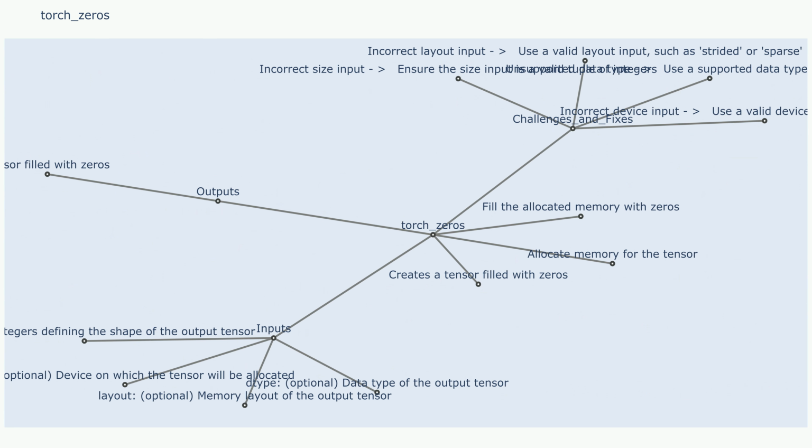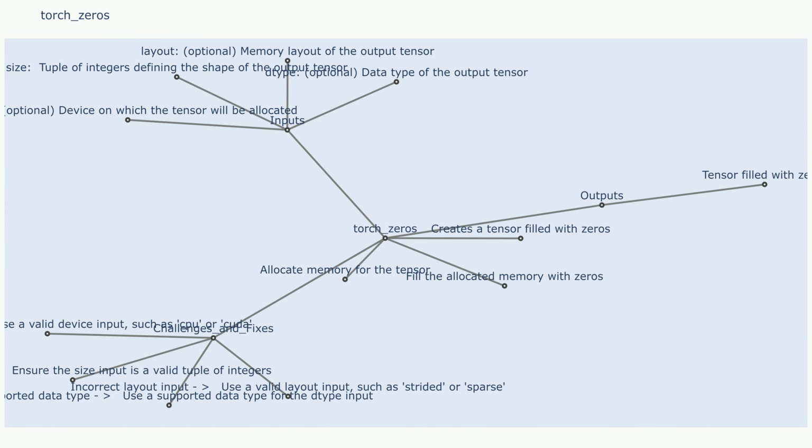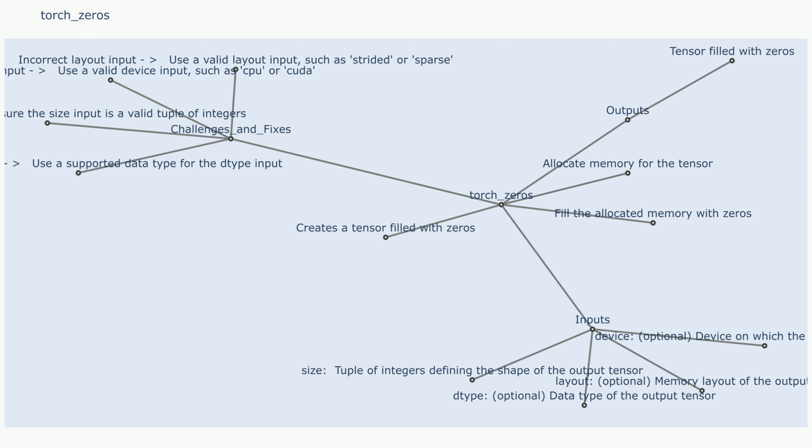Challenges and fixes. Challenge 1: incorrect shape or data type specified. Sample use case that resulted in challenge 1: trying to create a tensor with a shape (2, 2) but accidentally specifying 2. Fixes to challenge 1: double-check the size argument and ensure it matches the desired shape of the tensor. Adjust the data type argument, dtype, to the appropriate type for your intended calculations.